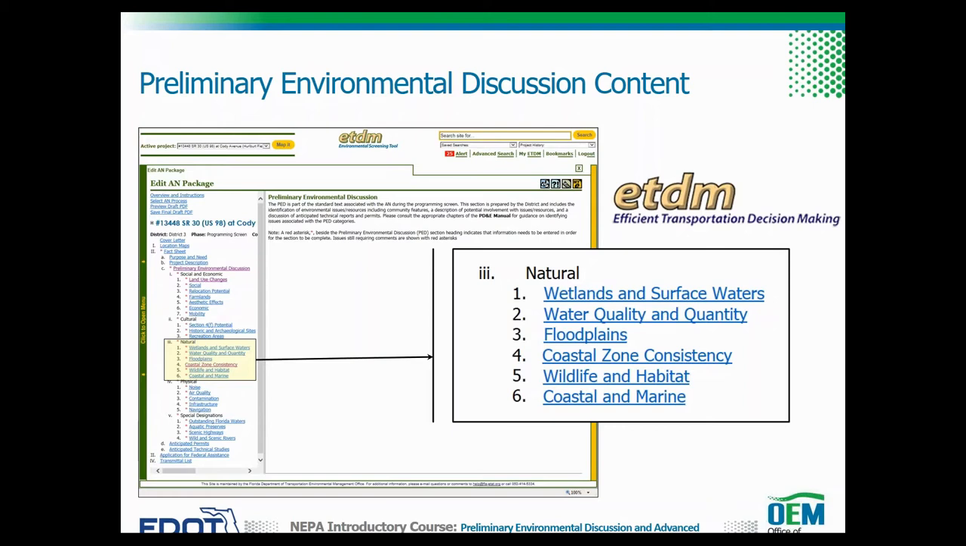We consider water quality and quantity. How will stormwater be treated? Is the project within a sole source aquifer? Is the project within the base floodplain or a regulated floodway? Is the project subject to a coastal zone consistency review? What listed species may inhabit or migrate through the project corridor? Is there any designated critical habitat or other wildlife habitat within the project area? Is there any essential fish habitat within the project vicinity? How about habitat areas of particular concern? Is the project within a coastal barrier resource?